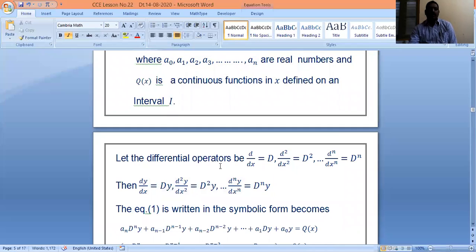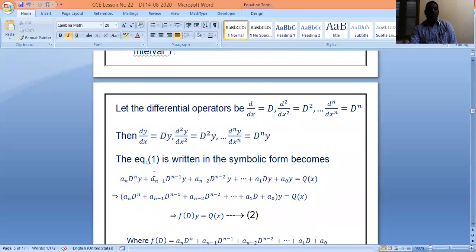Let the differential operator d/dx be capital D, d^2/dx^2 be capital D^2, and so on up to d^n/dx^n be D^n. Then dy/dx is D y, d^2y/dx^2 is D^2 y, and d^n y/dx^n is D^n of y.